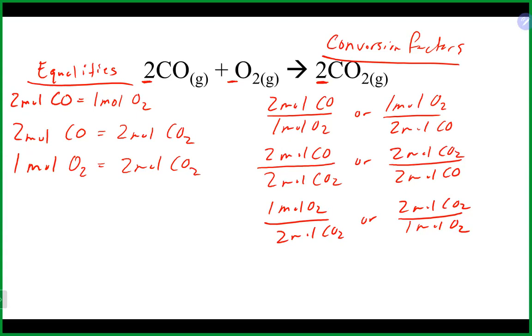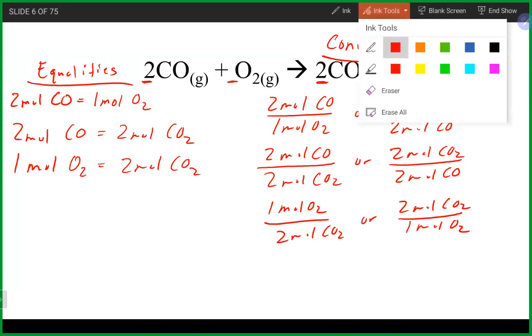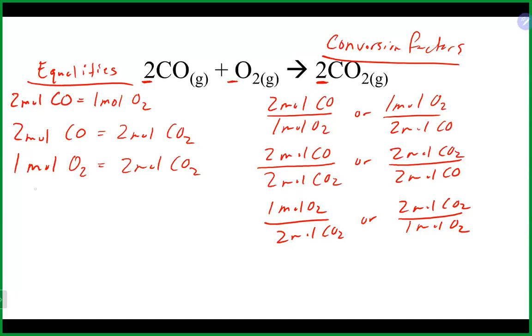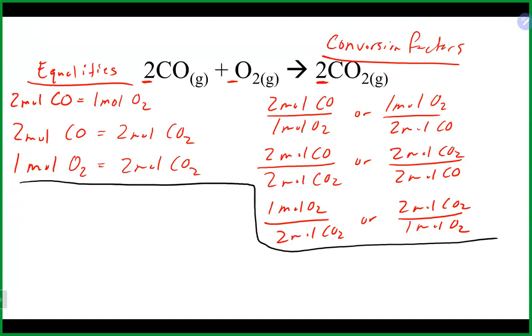So if we wanted to look at something, let's just say, for example, here, let's say that we produced, in this case, 15.5 grams of CO2, and we want to know how many grams of O2 did we start with?